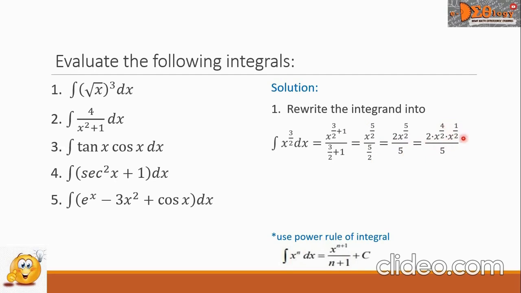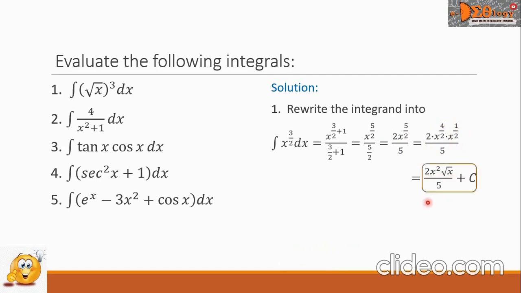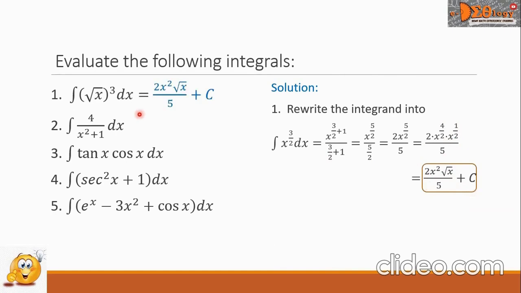While this x raised to 1 over 2, let us convert this again into radical form. So we have now 2x squared square root of x all over 5. Then we will add the plus c. This is now the final answer. Let us copy this answer opposite problem number 1.